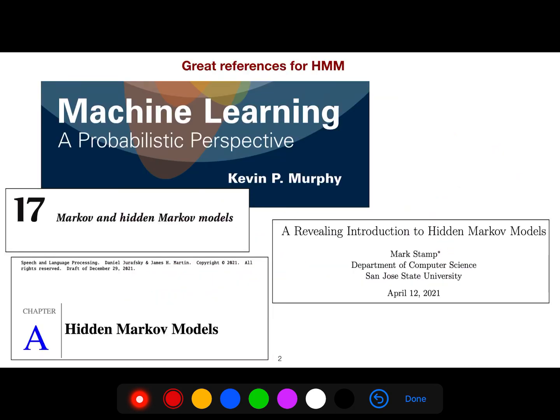So a good way to start with hidden Markov models, if you are a beginner, is chapter 8 of this great book by Daniel and Martin. Also, Mark Stamp. This is a really good introduction to hidden Markov models. The book of Kevin Murphy is great for probabilistic machine learning.